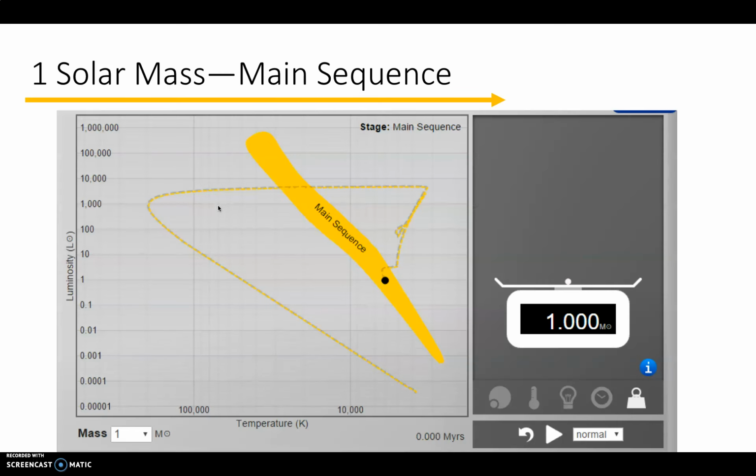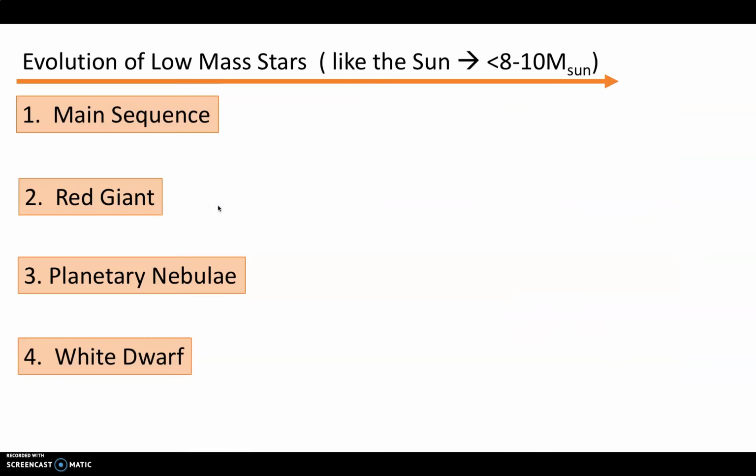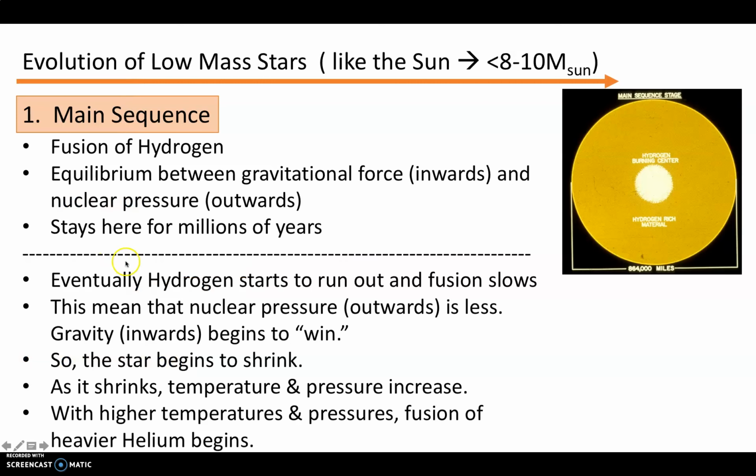So the star has lived in the main sequence, and we're going to start out with a solar mass just like our own sun, 1 solar mass. What happens? Well, it's chilling out on the main sequence for a fairly long time, about 10 billion years, more or less. And then it becomes a red giant, and then a planetary nebula, and then a white dwarf. So we're going to go into each one of those in a little bit more depth.